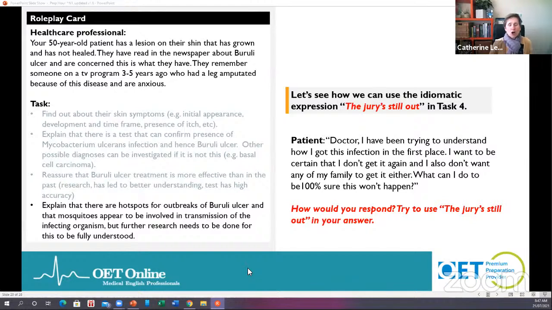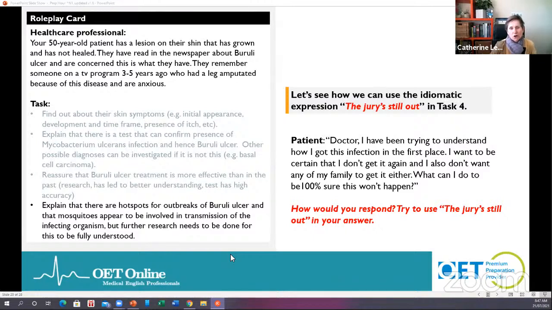So I'd like you to have a go at how to respond to this patient. Try to use the jury's still out. Try to use this idiom in your answer. Your patient says to you, "Doctor, I've been trying to understand how I got this infection in the first place. I want to be certain that I don't get it again. And I also don't want any of my family to get it either. What can I do to be 100% sure this won't happen?" How would you respond? Please tell me your ideas. What would you say?